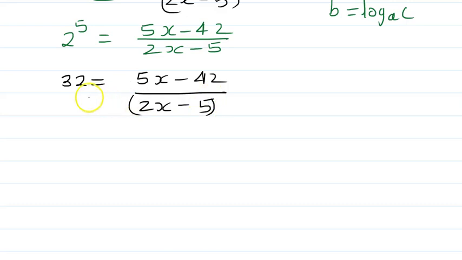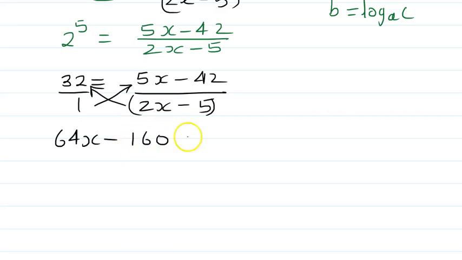Let's cross multiply (2x minus 5) with 32 and 1 with this. Once you multiply 32 with 2x minus 5, 32 times 2x is 64x, and 32 times 5 is 160, equal to 5x minus 42.